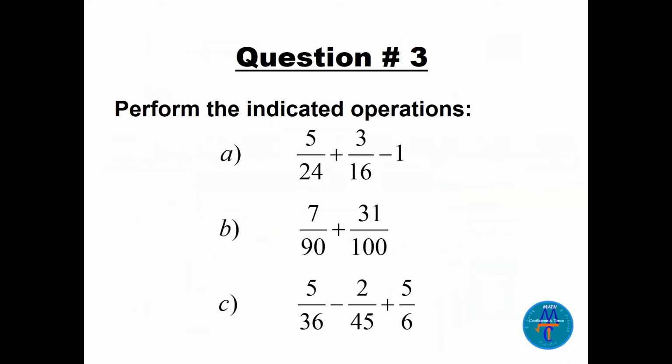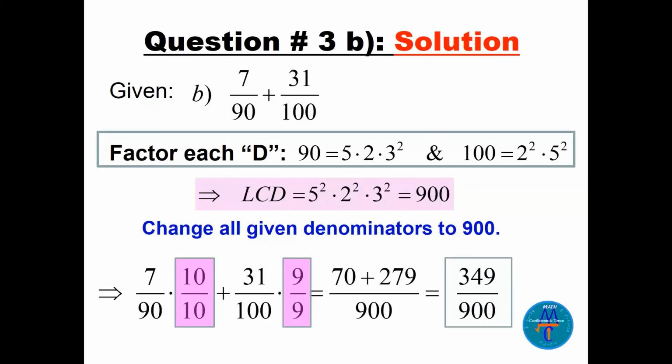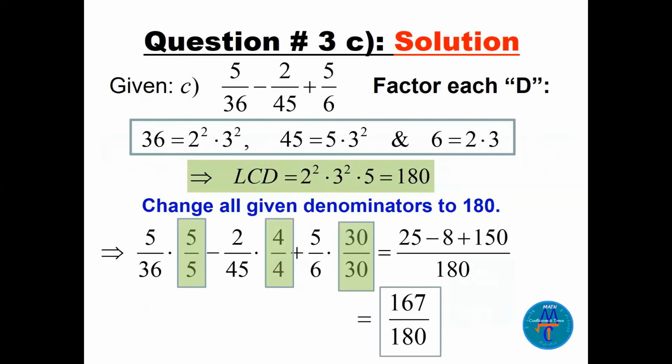Oh, sorry. C. Can you try number C, please? 5 over 36 minus 2 over 45 plus 5 over 6. Find the LCD, add, subtract. We have addition, subtraction, and then the answer will be there, number C. Yes. So if you factor the 36, it will be 4 times 9. 2 squared, 3 squared, 45 is the same, 6 is 2 times 3. So the LCD, I'm going quickly here. The LCD will be 180.